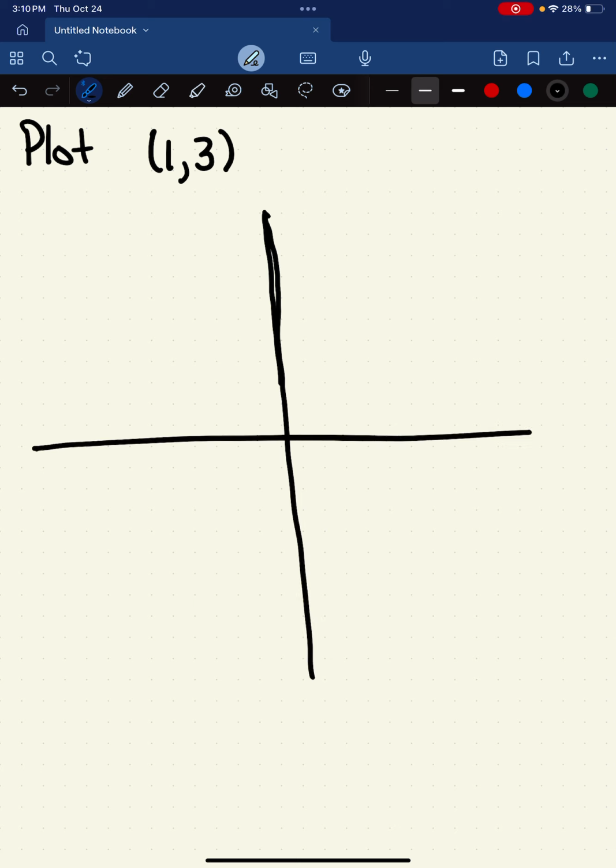We're going to want to plot the point 1, 3. Okay, the first number is always the x-coordinate, and maybe I'll make a really big graph. The second number is always the y-coordinate. So we go left or right first, and then we go up or down.